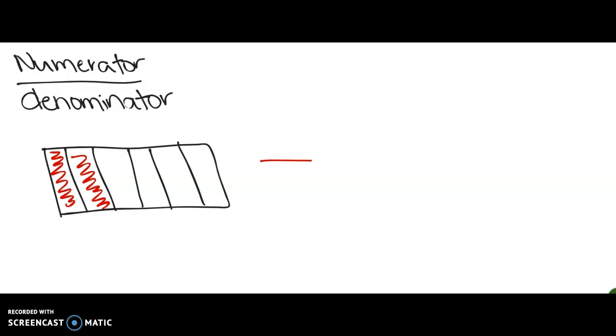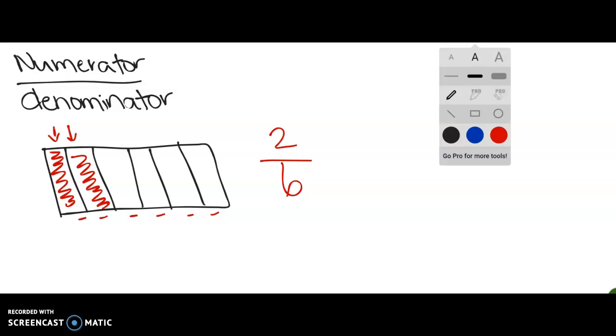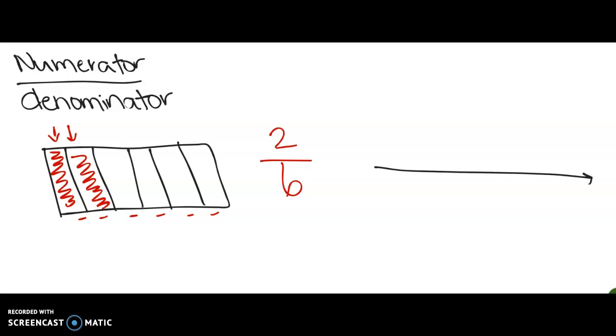Welcome back. So I hope you got there are 2 shaded pieces, 1, 2, out of 1, 2, 3, 4, 5, 6. And we should have 2/6 as our fraction. Now let's draw it on the number line. So again, when you have your number line drawn, I want you to pause the video and I want you to solve and find 2/6.